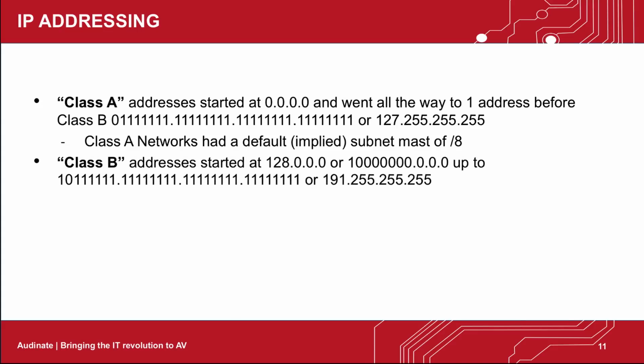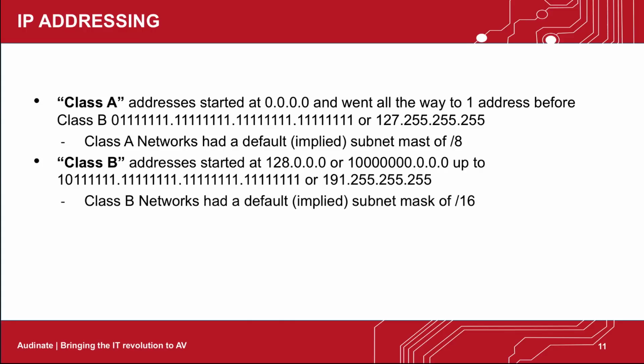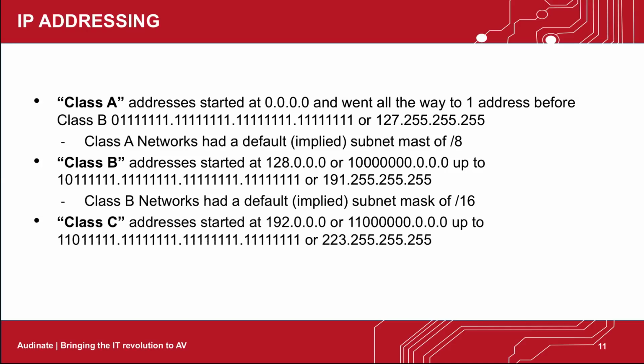Class B addresses start at 128.0.0.0 and go up to 191.255.255.255. Class B networks have a default subnet mask of /16. Class C addresses start at 192.0.0.0 and go up to 223.255.255.255.